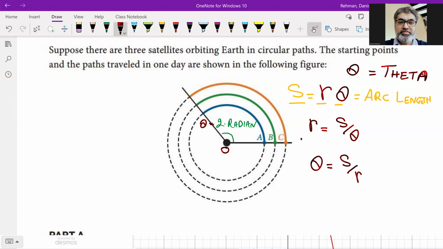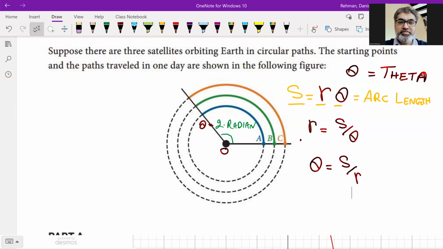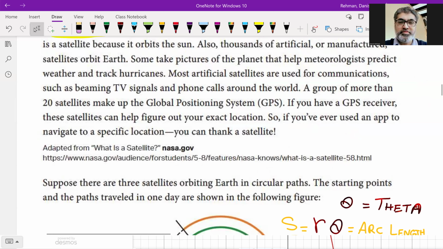Now I'm going to relate this to many other things in a few minutes. If you have already taken the notes for this part, let me tell you one thing. If you read this paragraph, it was telling you that a group of more than 20 satellites make up the Global Positioning System, GPS. Have you ever used a GPS system? Yes. When do you use it? While driving? Which application do you use during that? Maps. Google Maps or Maps give you the exact pinpointed location of any place that you want to go. How does that work?